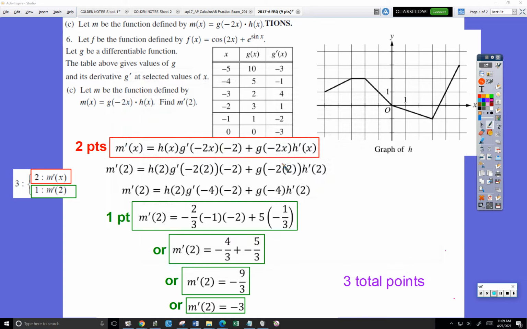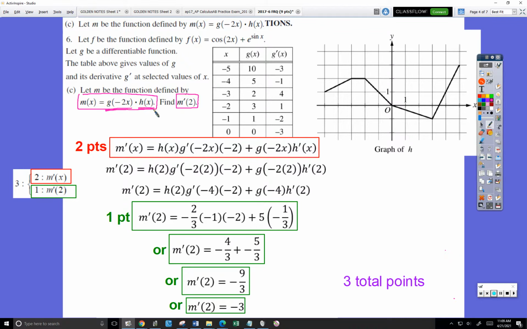6c. Let m be the function defined by this formula. Find m prime of 2. Now, at least we don't have to find pi anymore. So let's see. This is going to require the product rule.